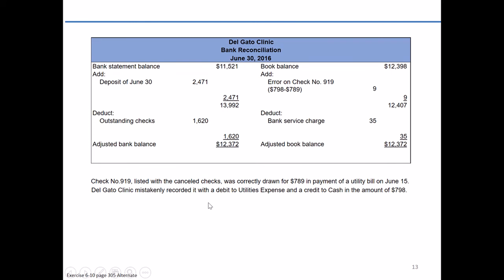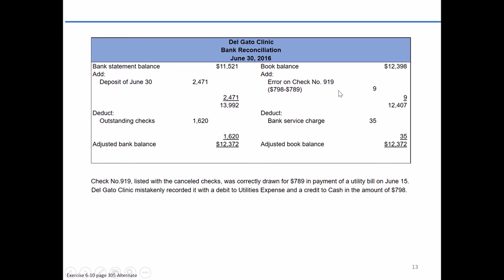Check 919 was listed with the canceled checks. The bank correctly removed $789 from our account, so that's already correctly recorded up here, and it was a payment for a utility. But Delgado made a little mistake, and that happens sometimes: they incorrectly recorded it on their books for $798. So a little bit more, in fact, $9 extra. So they debited utilities expense and credited cash for $798 when they should have debited and credited both accounts for $789. Again, we showed it as an addition on our book balance.